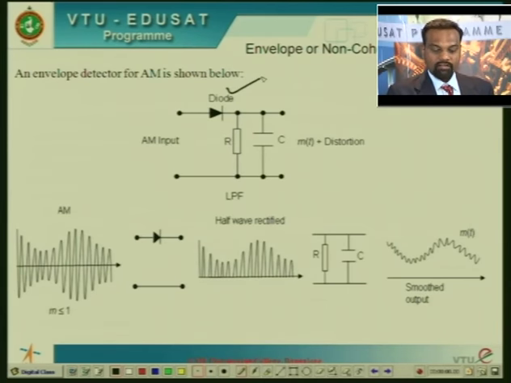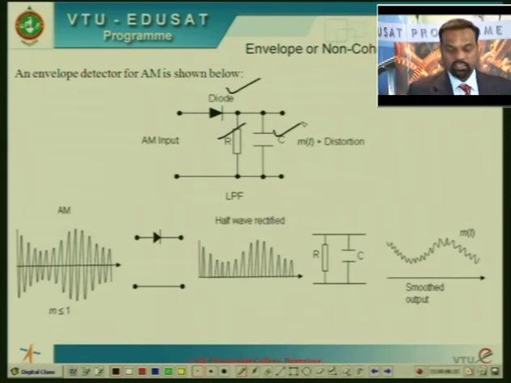Then we also have a resistor which is connected in series to the diode, plus we also have a capacitor which is connected in parallel to the resistor. Now these are the three important components that people have identified that could help us in extracting the message from the received carrier signal. Okay, now let us see how does this circuit actually work.